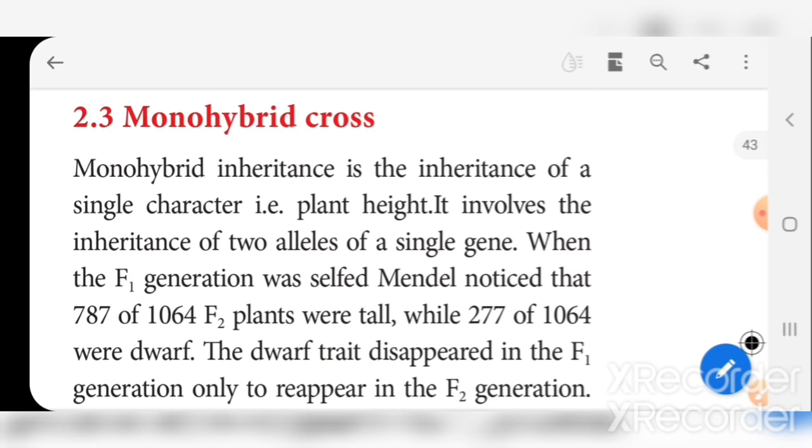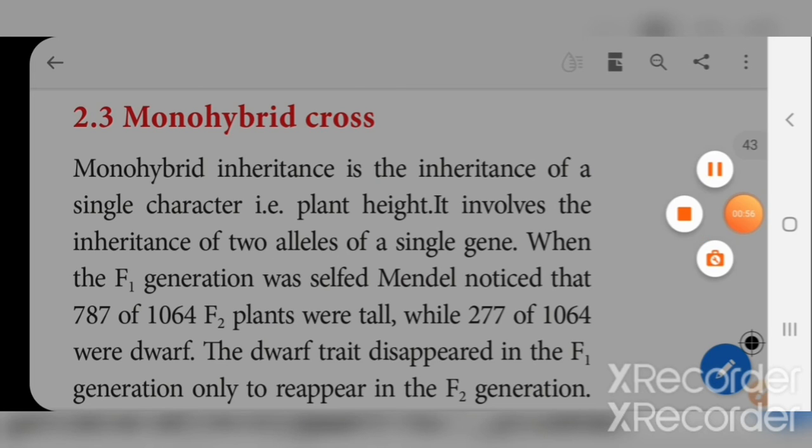When the F1 generation was selfed, Mendel noticed that 787 of 1064 F2 plants were tall, while 277 of 1064 were dwarf. The dwarf trait disappeared in the F1 generation only to reappear in the F2 generation.